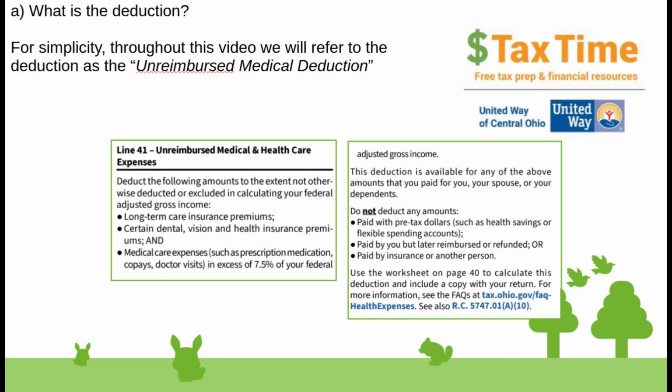What is the deduction? The IT 1040 definition is shown here. It's basically a deduction of certain insurance and healthcare expenses which can reduce your Ohio taxable income. Since it's such a mouthful to say the full name, going forward we'll refer to this simply as the unreimbursed medical deduction.